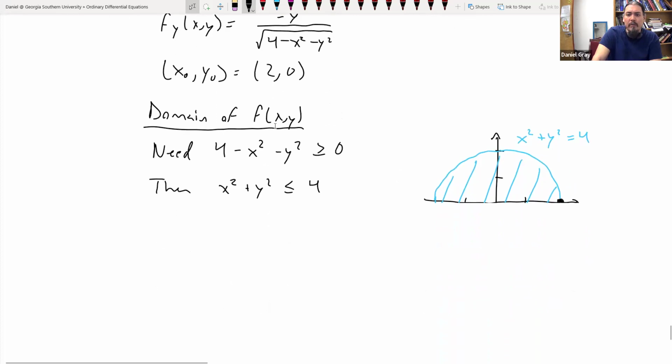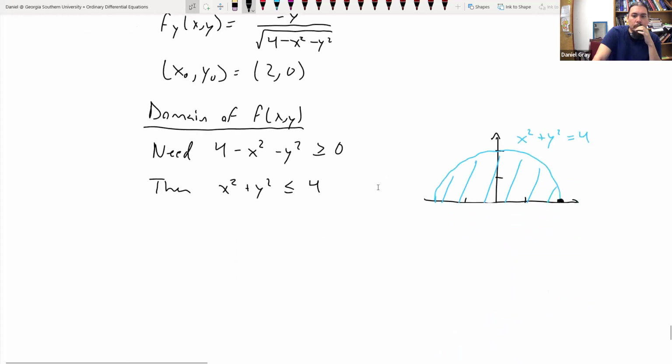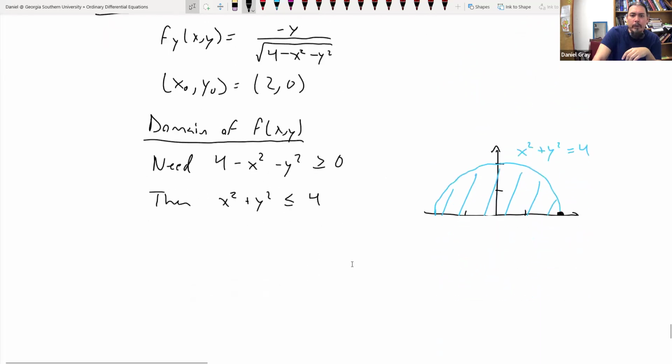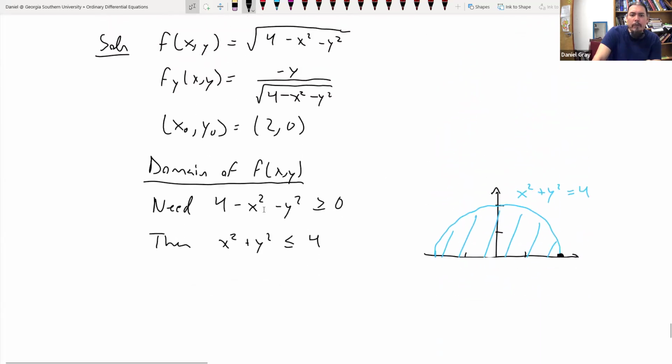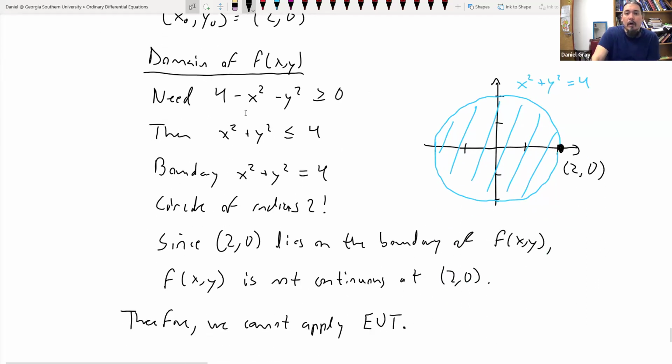Let's look at the domain of f of x,y. I've got to wait for this to load first. We need 4 minus x squared minus y squared to be greater than or equal to 0, right? Because of that, x squared plus y squared has to be less than or equal to 4, okay? So the boundary of the domain would be x squared plus y squared equals 4.